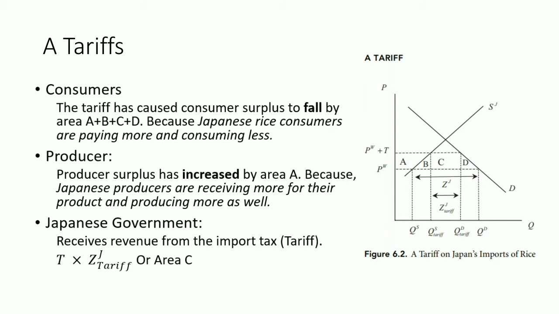What happens to the consumer? The tariff has caused consumer surplus to fall by areas A, B, C, and D, because Japanese rice consumers are paying more and consuming less. And what happens to the producer? The producer surplus has increased by area A, because Japanese producers are receiving more for their product and they produce more to exploit that gain. Next, what happens to the government? Of course, they receive revenue from the import tariff. The formula is T times the imports, or area C itself.